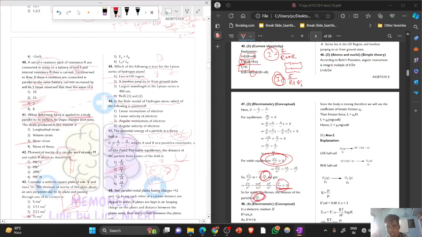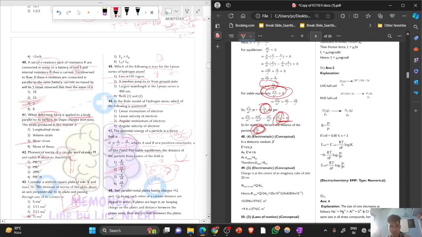You just need to calculate d square U by dr square and put it greater than 0. For the stable equilibrium point, where force is 0, put that point here. If it comes out to be positive, then this point will be a stable equilibrium. If it is negative, then this point will be an unstable equilibrium.